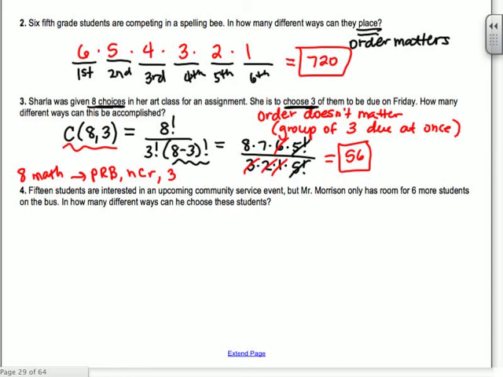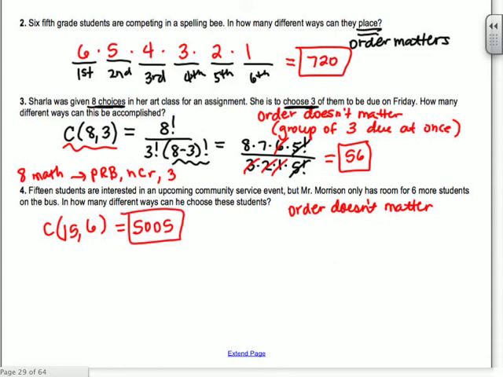Okay, does the order matter? No. Right, he has 15 students. He's going to select 6 of them. So we're going to do 15, math, PRB, NCR, 6. You get 5,005. Sorry, so hit math, go over to PRB, and then down to NCR. And then it's 6. 15 choose 6.